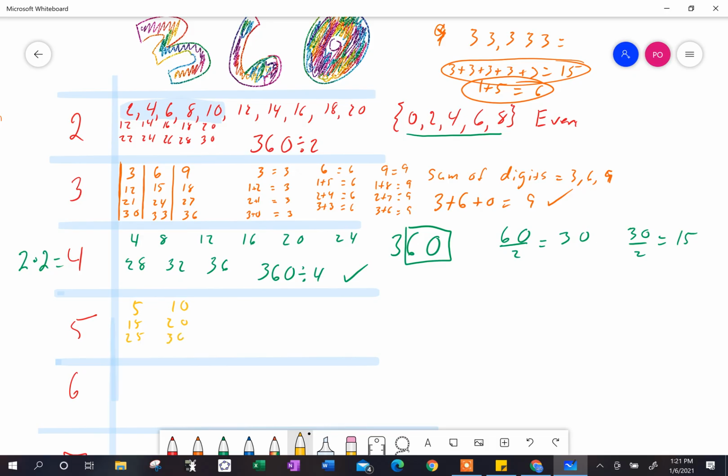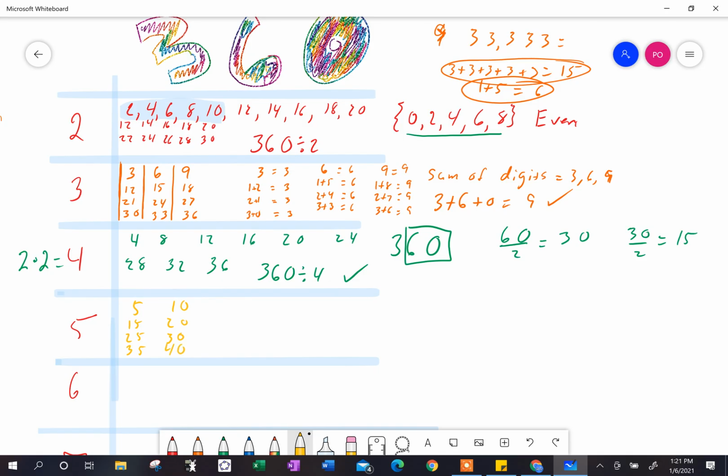This one is one of the easiest. What do you notice? If the last digit is a 0 or a 5, you can divide the number evenly by 5. And because our last digit is a 0, I can divide 360 by 5.